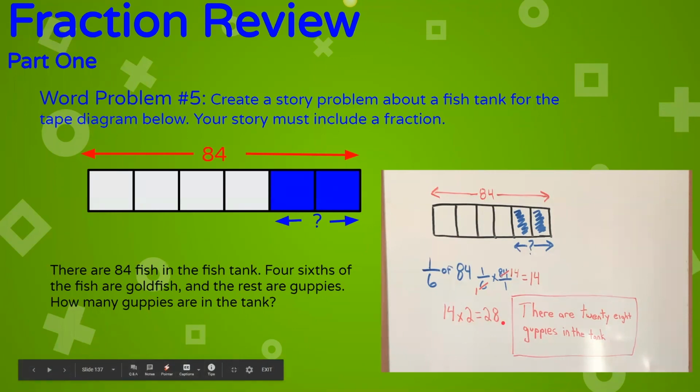And then if we were to write a sentence answering our word problem, it would be there are 28 guppies in the tank. Again, I didn't ask you to do this. I would just be checking to see that your word problem resembled this and contained all our parts in the right sequence. And that about does it for our lesson today.